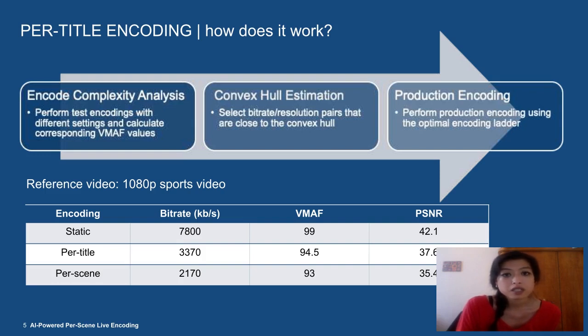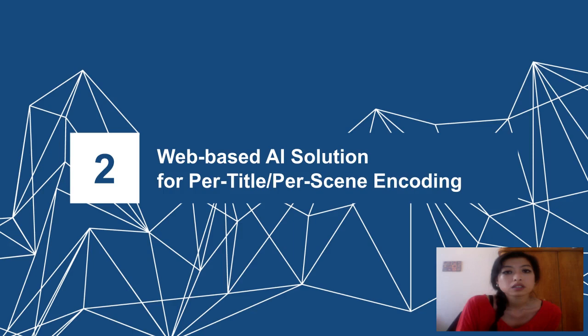However, a major disadvantage in this method is that a large number of test encodes is required in order to derive a proper and accurate encoding ladder. To overcome the challenges of per-title and per-scene encoding, we developed a few models that can predict video quality based on certain encoding settings. With this technology, large sets of test encodes are not needed.